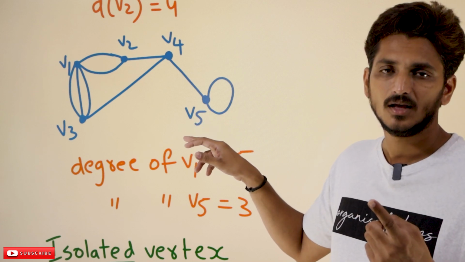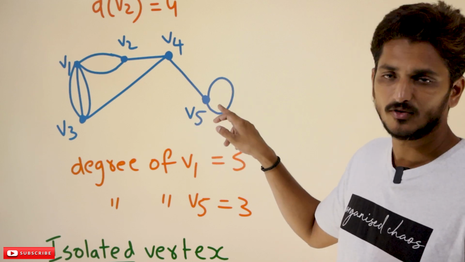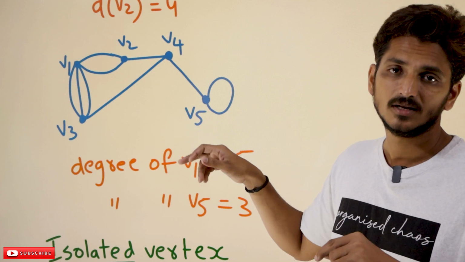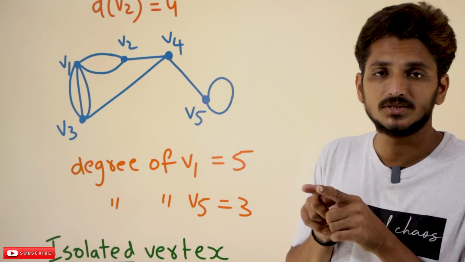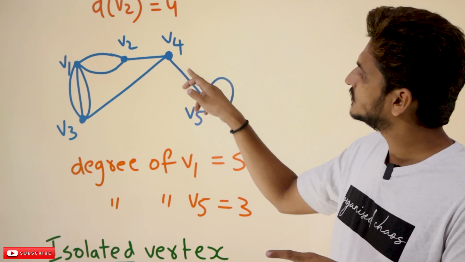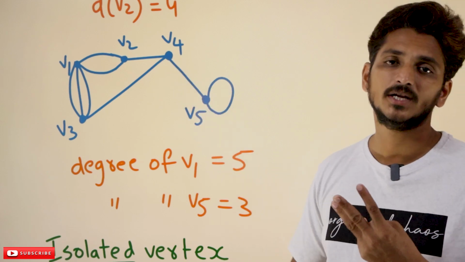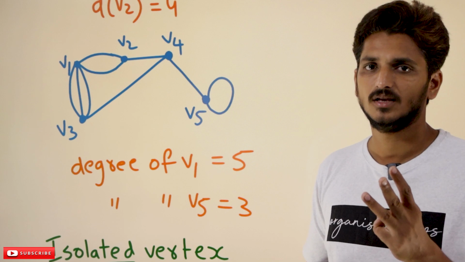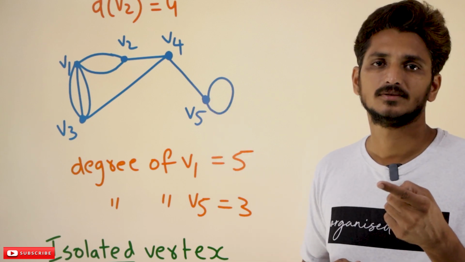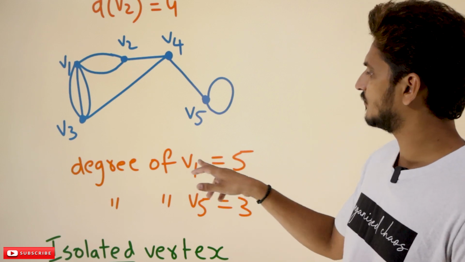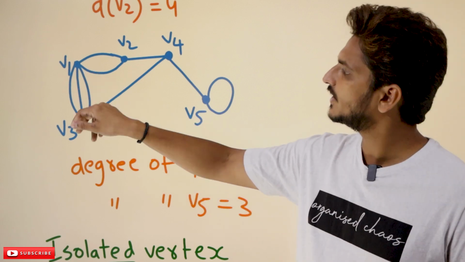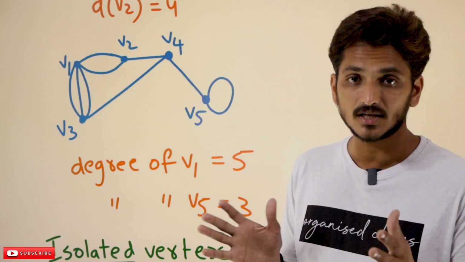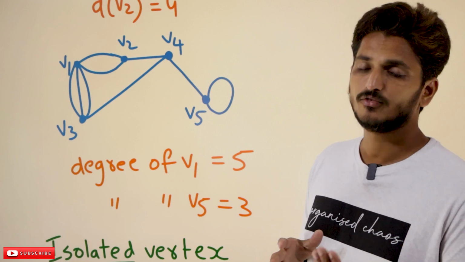Why is it 3? Because it has a self-loop, which means it is going outside and coming inside to the same vertex. So it is incident 2 times, plus it is going outside to V4. In total, how many times is it incident? 3 times. That's why the degree of vertex V5 is 3. The loop is contributing twice. That is the point you need to understand. Degree of V5 is 3. Similarly, V1 is incident with 1, 2, 3, 4, 5. A total of 5 edges are incident with V1. So the degree of V1 is 5.